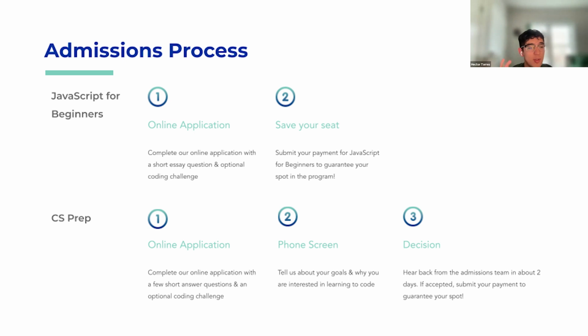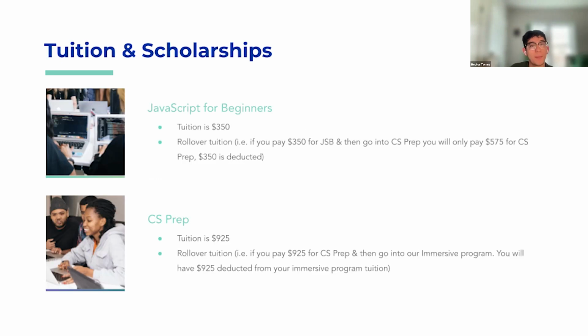We'll just be asking questions about your background and why you want to take CS Prep. Then you'll also be asked some conceptual technical questions, but this won't be a full-out technical interview. That is reserved for the immersive programs admissions process. Once you complete your phone screen, if you are accepted, you'll receive your decision. And again, you'll be able to confirm your spot by paying the invoice that you receive upon acceptance.